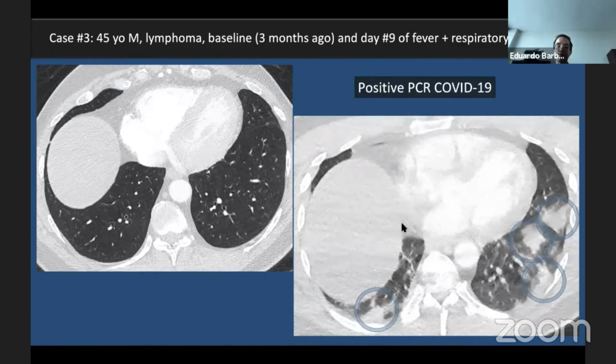And it's important, when you have a chance, to always go back in time to see if the findings are new. Chronic patterns are much less likely to be attributable to COVID-19 than acute patterns. So that's very important.